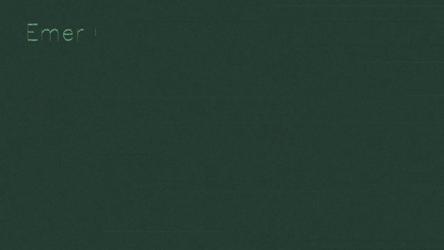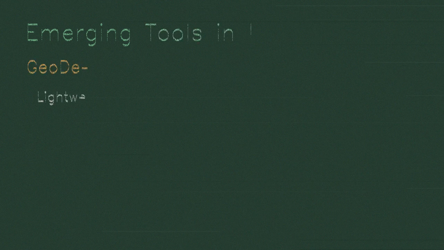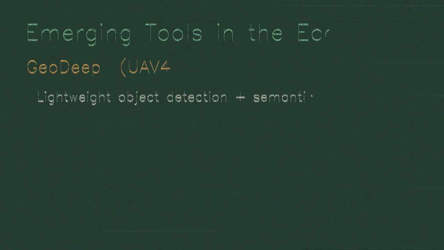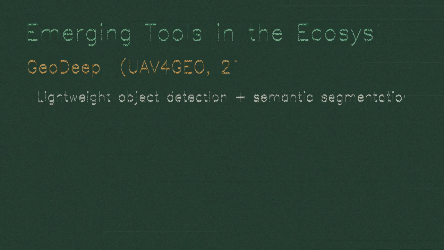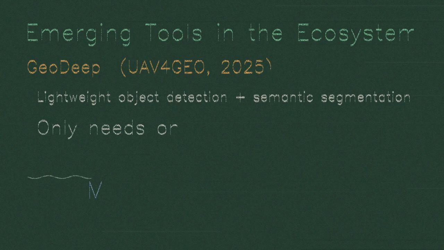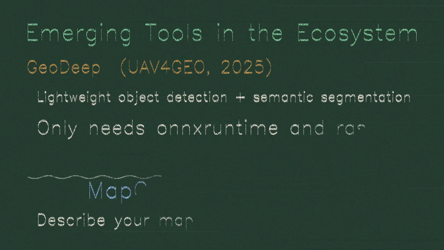GeoDeep launched in 2025 from UAV4GEO, focused on lightweight object detection and semantic segmentation with minimal dependencies. It only requires ONNX runtime and Rasterio, which makes it easy to deploy in environments where you cannot install heavy frameworks. For forestry field operations where you might be running inference on a laptop in a remote camp, that lightweight footprint matters.